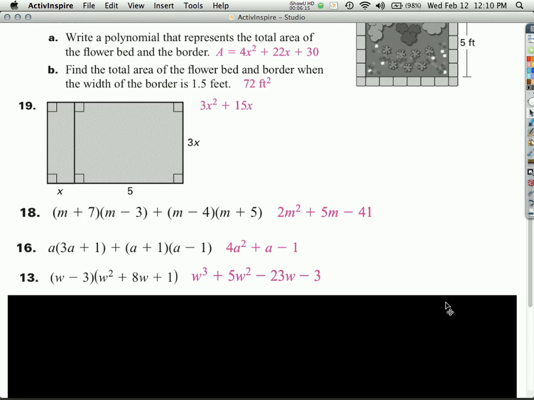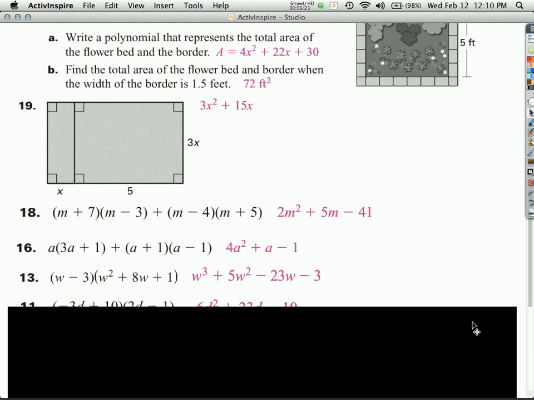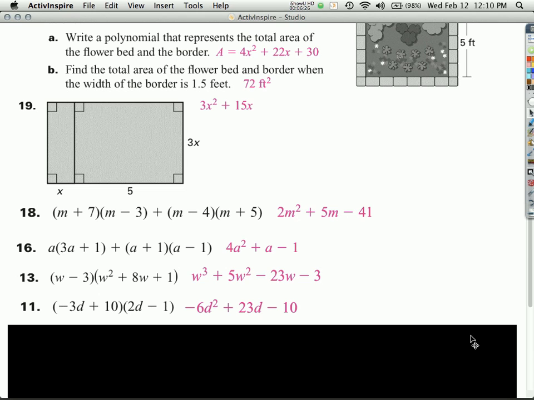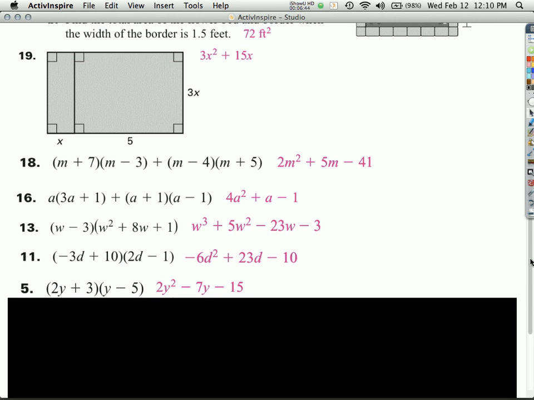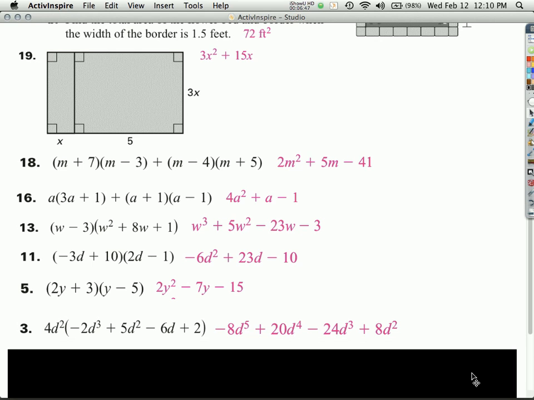13. w to the third plus 5w squared minus 23w minus 3. 11. Negative 6d squared plus 23d minus 10. And finally, number 5. 2y squared minus 7y minus 15. Oh, and I'm sorry, and number 3. Negative 8d to the fifth plus 20d to the fourth minus 24d to the third plus 8d squared.